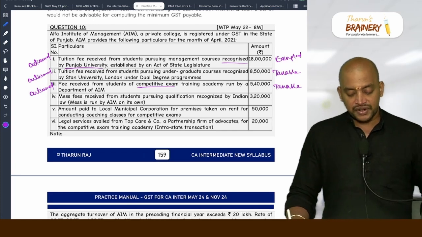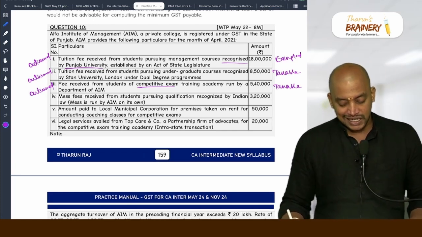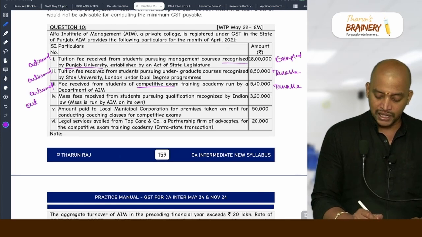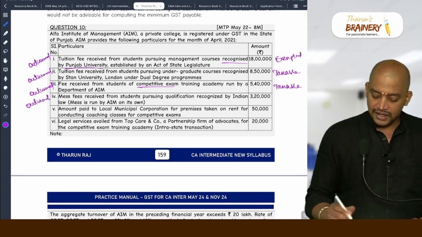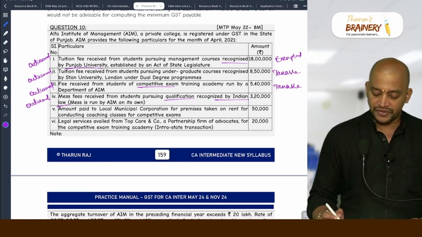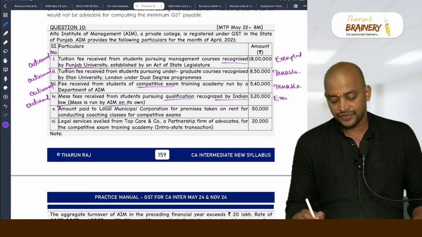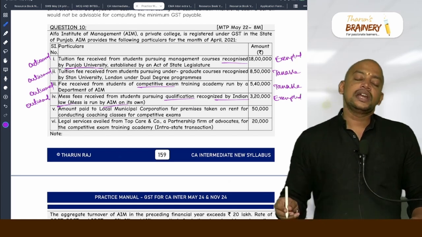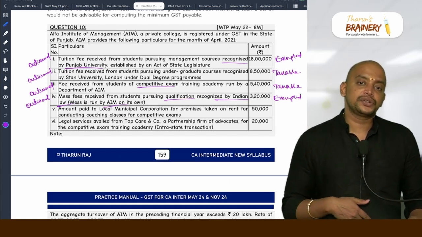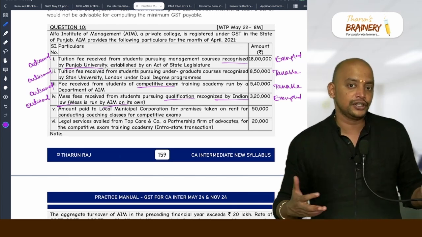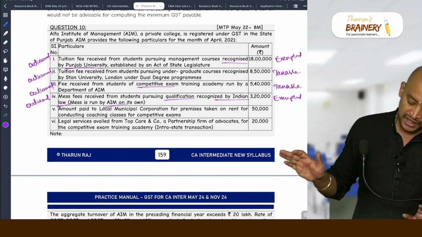Mess fees received from students pursuing qualification recognized by Indian law. Mess fees, again outward, and recognized by Indian law by students pursuing qualification. Mess is run by AM on his own, exempted. Why exempted? Any service provided by education institution to its students, faculty and staff, that includes supply of food or tuition fees or any name.